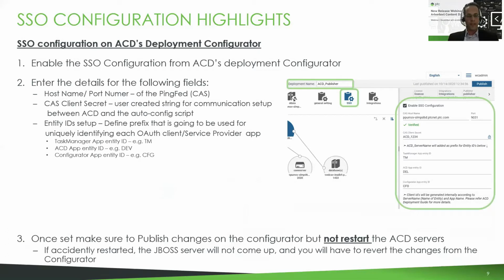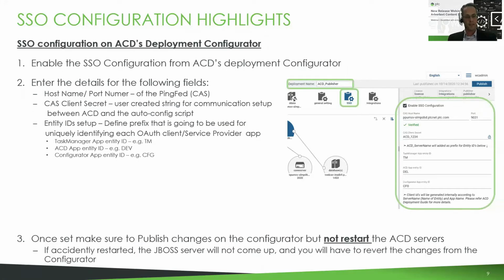In terms of the configuration of SSO on the ACD deployment configurator, as I mentioned, there are a couple of properties that need to be filled here. You need to go to an entity called SSO, then enable the SSO configuration and simply fill in the host name and port of the PingFederate, as well as create a CAS, or Central Authorization Server, client secret, that will be used to do the handshake for the communication between ACD and the configuration script. This could be any string.